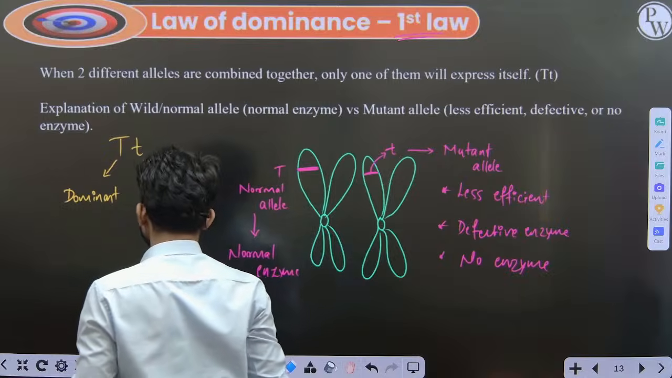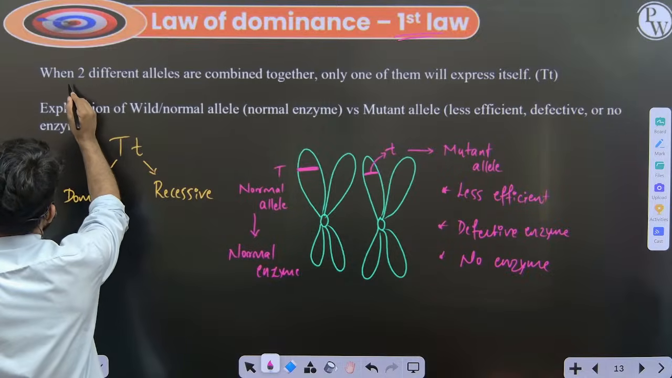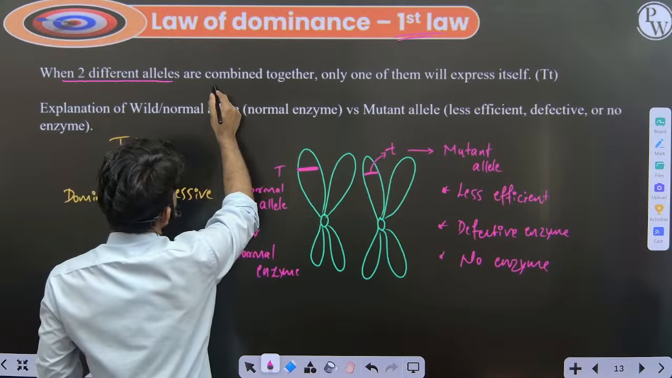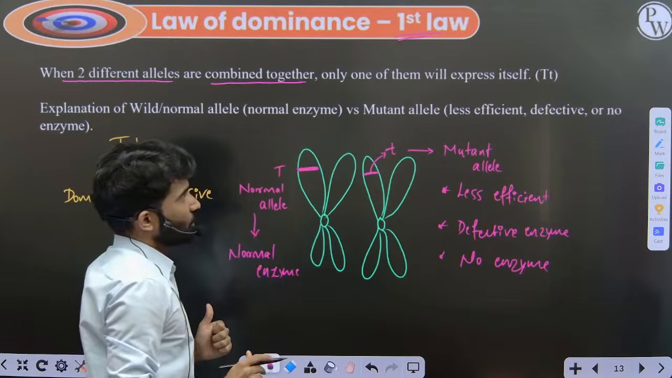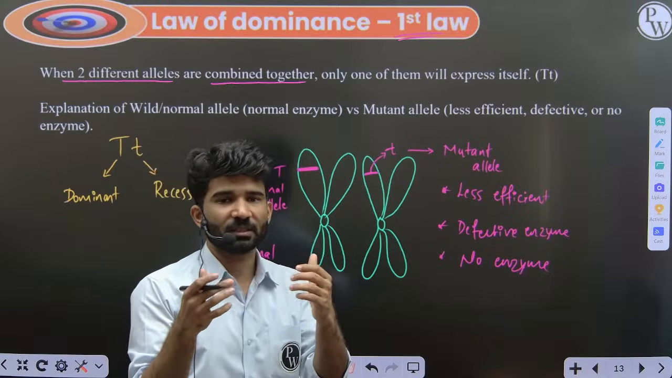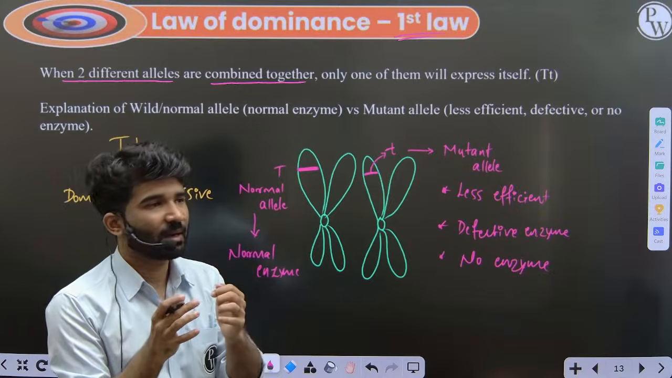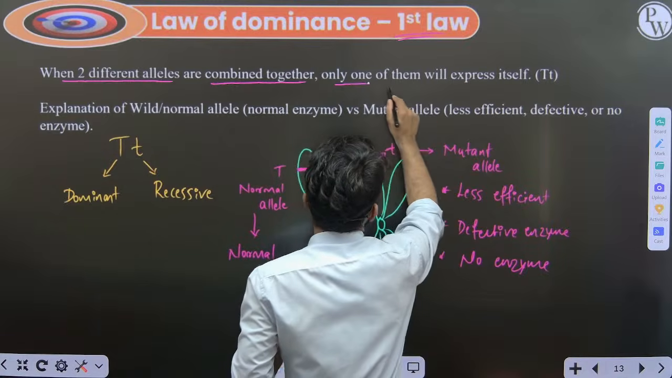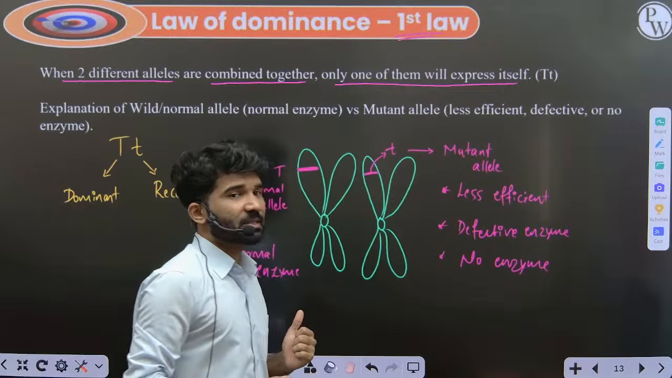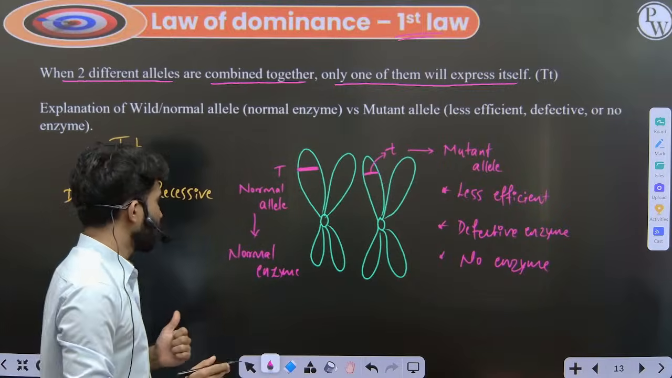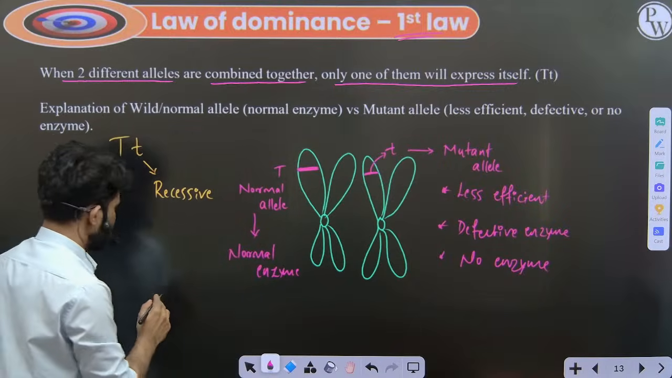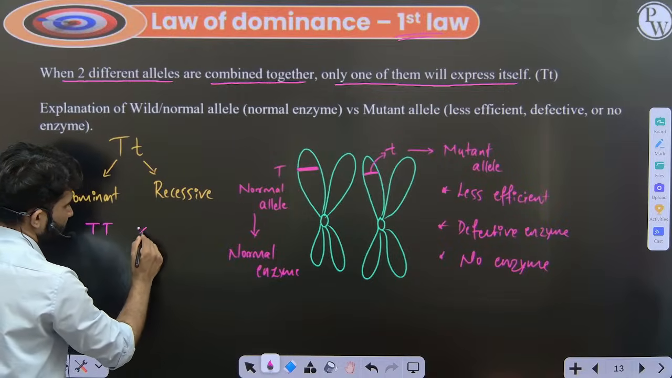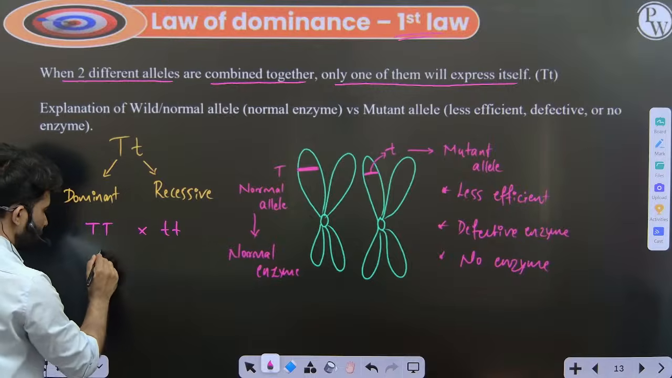Right. So what this law states is that when two different alleles are combined together, among those, only one of them will exist. What they are saying is, when you combine two characters, right? Here, already that is a cross.